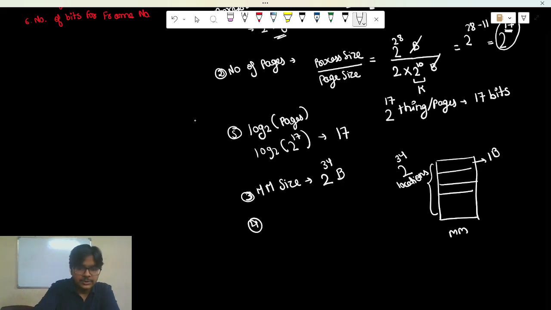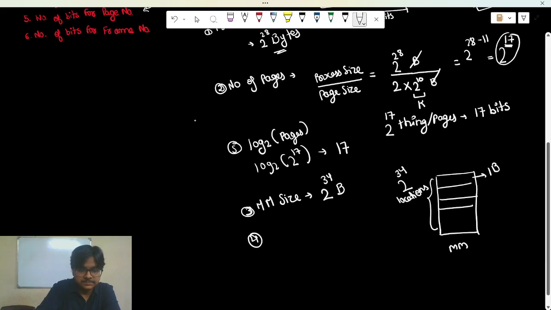And what is the fourth part? Number of frames. Yeah, so number of frames.